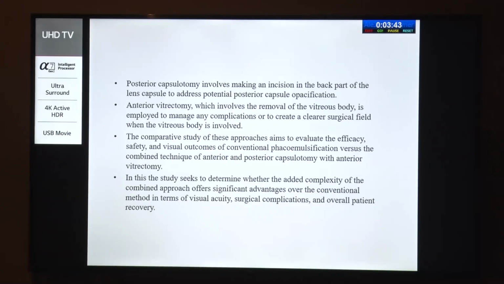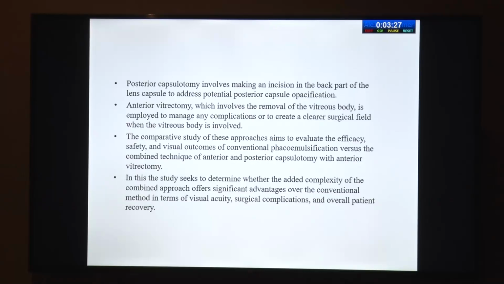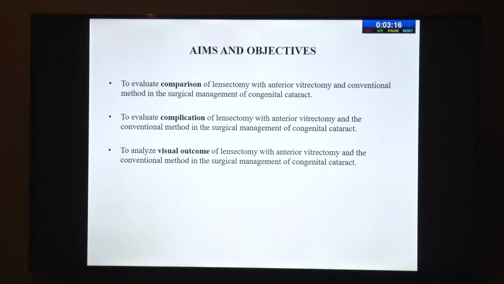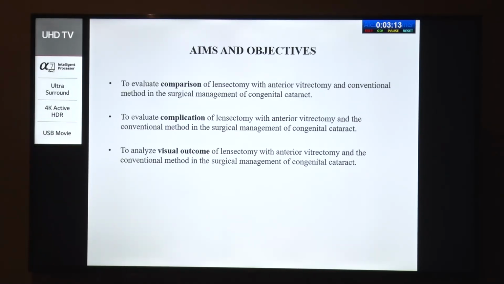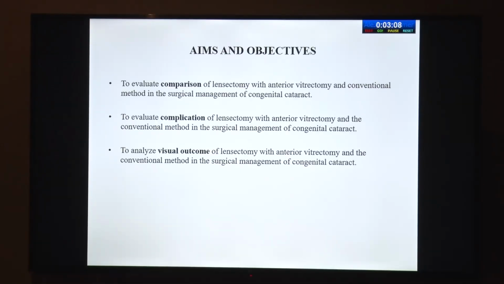The comparative study of these approaches aims to evaluate the efficacy, safety, and visual outcome of conventional phacoemulsification versus the combined technique of anterior and posterior capsulotomy with anterior vitrectomy. The study seeks to determine whether the added complexity of the combined approach offers significant advantages over the conventional method in terms of visual acuity, surgical complications, and overall patient recovery. The aim and objective is to evaluate and compare complications and visual outcome of lensectomy with anterior vitrectomy and the conventional method in the surgical management of congenital cataract.